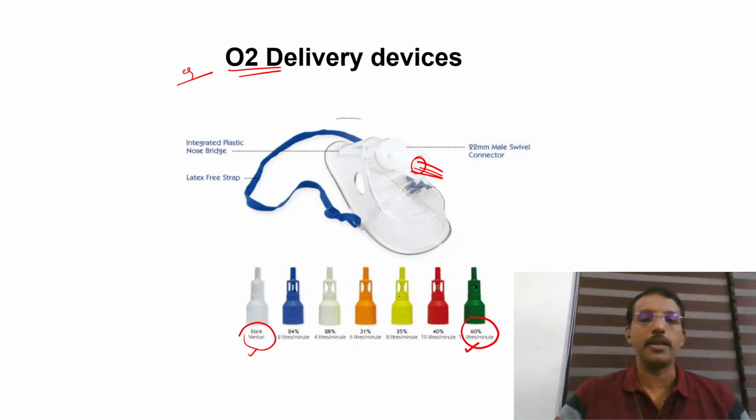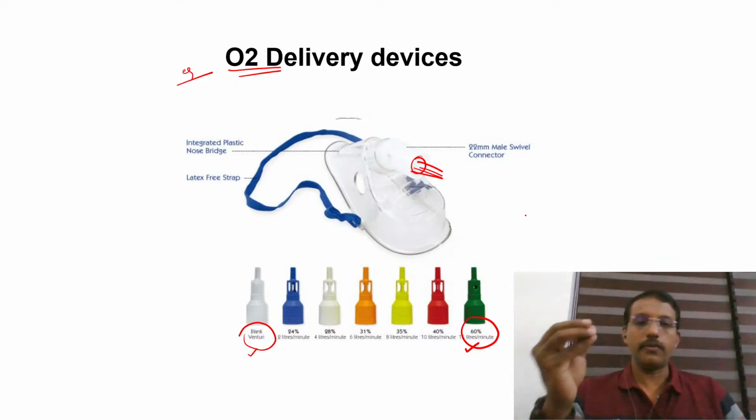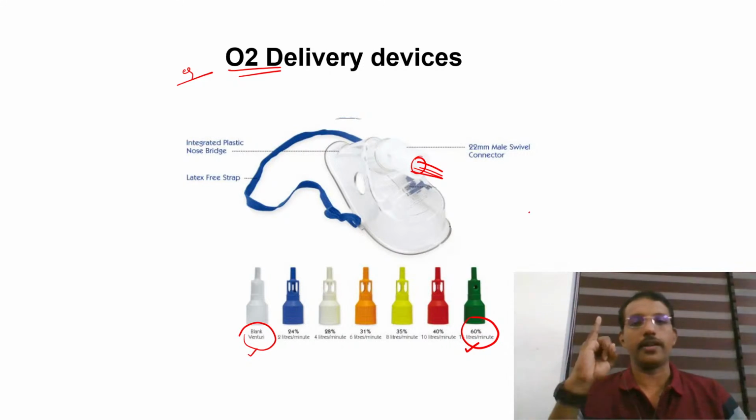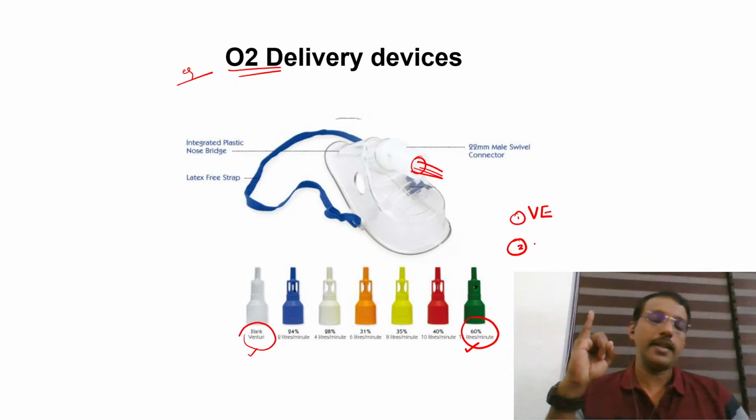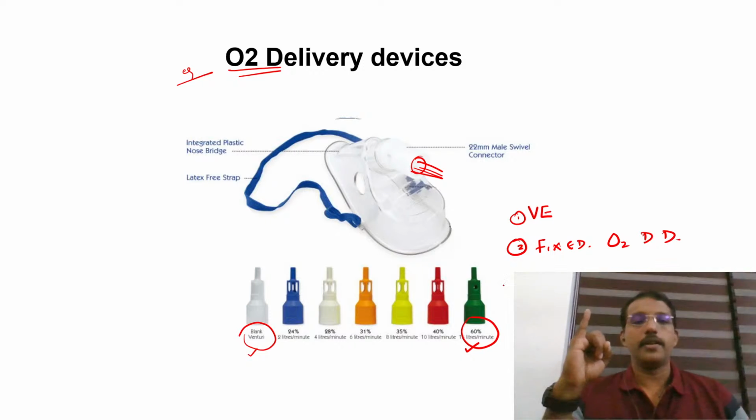Now what you need to remember is, number one, Venturi mask works on the principle of the Venturi effect. Second, this is an example of a fixed oxygen delivery device. Number 3, the maximum amount of FiO2 you can deliver is 0.6 or 60%. These are the 3 MCQs which are very commonly asked. Okay, so remember that.